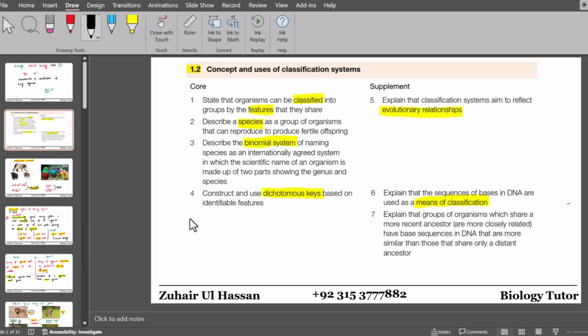So this is how things are related to the 1.2 concept and uses of classification system.